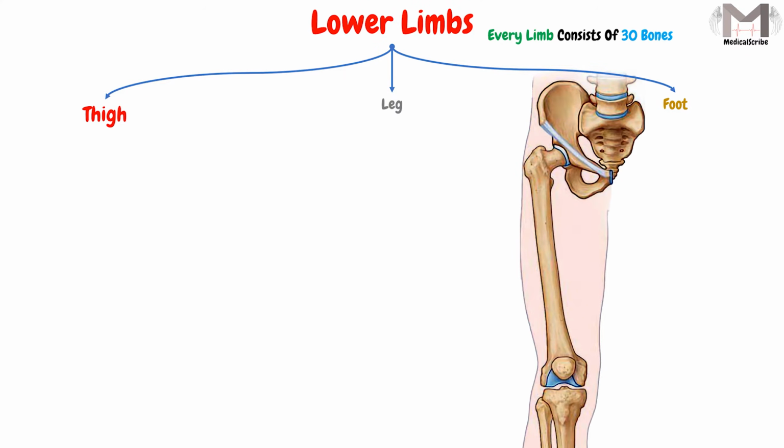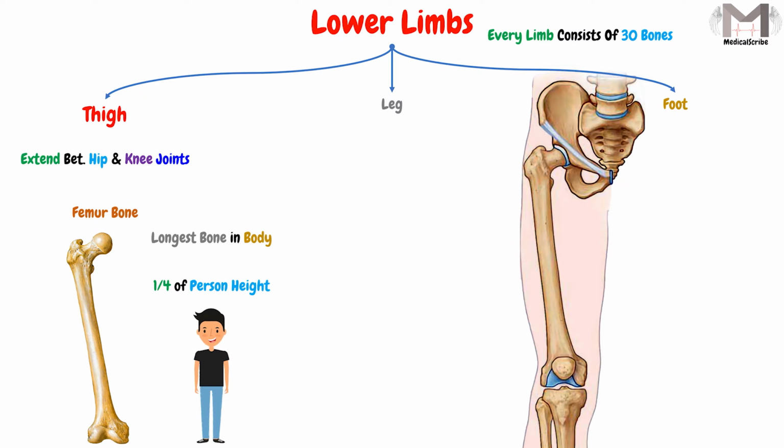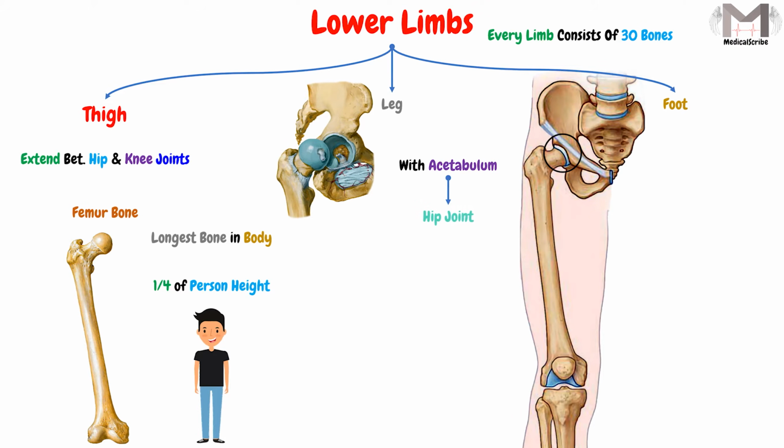So now the first region is the thigh. This region, as we said, will extend between the hip and the knee joints. And it will be represented by one bone, which is the femur bone. This bone is considered the longest bone in the human body, which accounts for approximately 1/4 of the person's total height. This bone from above will connect with the acetabulum, making the hip joint, and from below, it will connect with the tibia in a joint called the knee joint.